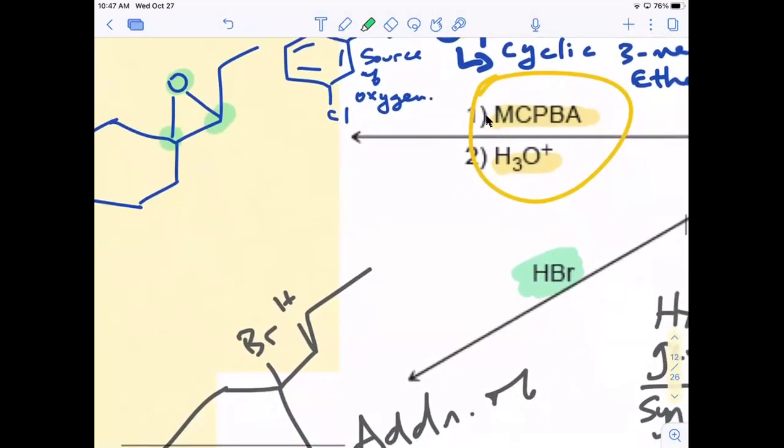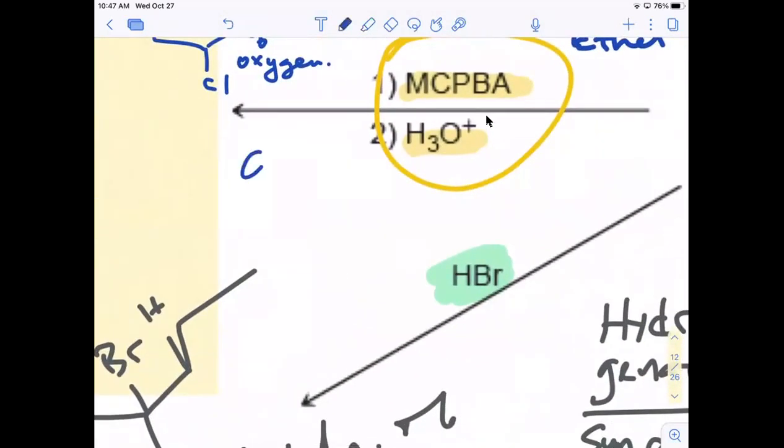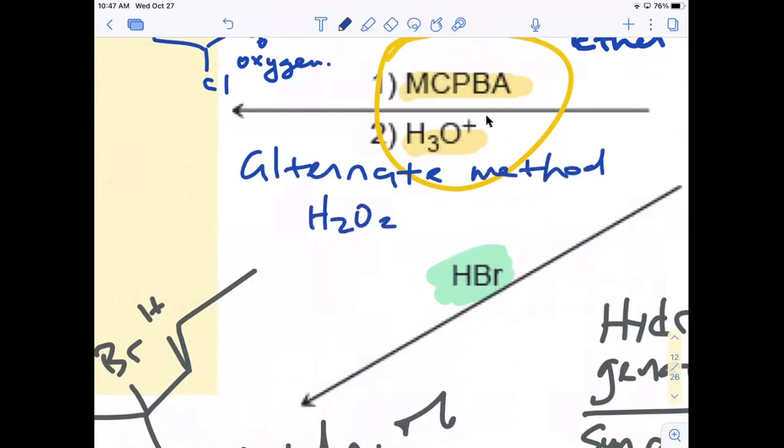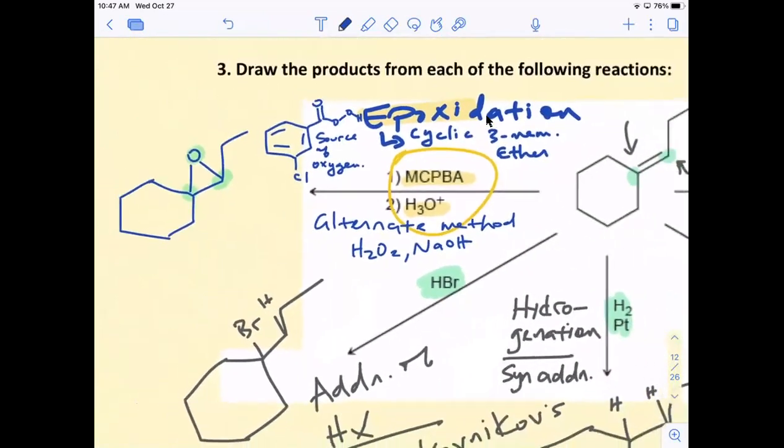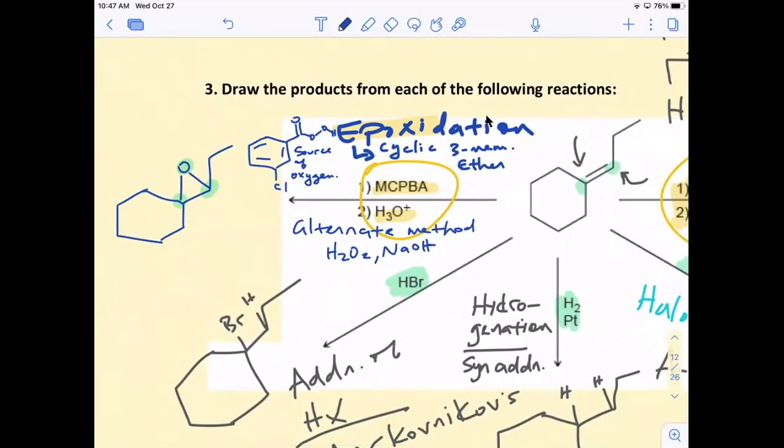Another way would be to use hydrogen peroxide and sodium hydroxide. That'll do epoxidation too. The mechanism is a little bit different, not totally different, but a little bit different. But you can still do epoxidation with that as well. You can do it with either MCPBA or hydrogen peroxide and sodium hydroxide. Both of those give you the same outcome.